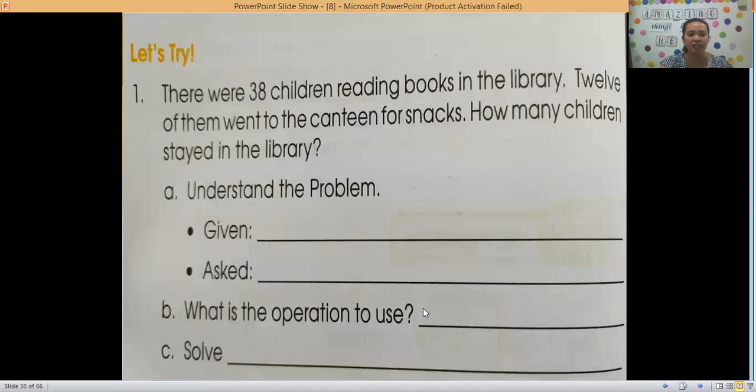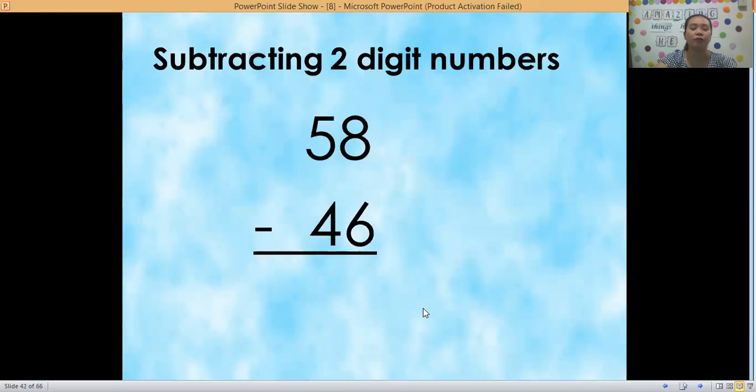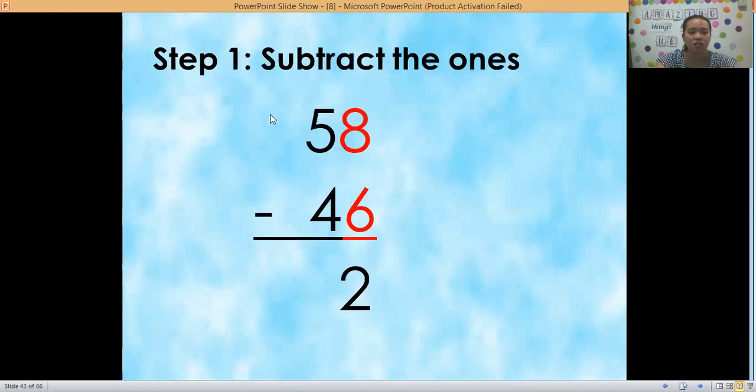Okay? Next, let's go to subtraction. We are now going to do subtraction of 2 to 3 digit numbers without regrouping. This time, we will not yet borrow. Okay? So look, 58 minus 46. Step number 1, subtract the ones. 8 minus 6 equals 2. So how did you get the 2? You put the 6 in your mind, then count on your hand up to 8. 6, 7, 8. So how many is in your hand? It's 2. So that's how to get the answer.